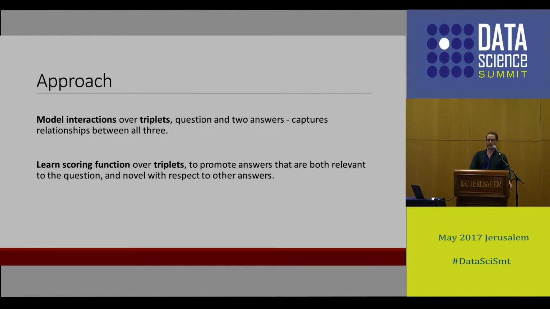Okay, to do this, first we argue for the need to express relationships over triplets. A triplet is a question and two answers. In this way, we can cover relationships like: this is a good answer to the question and diverse with respect to the second answer of the triplet. Second, we want to make use of the large masses of unlabeled data found on the web to train a scoring function, and train it in a way that will promote answers based on the relevance to the question and based on the amount of marginal novelty.